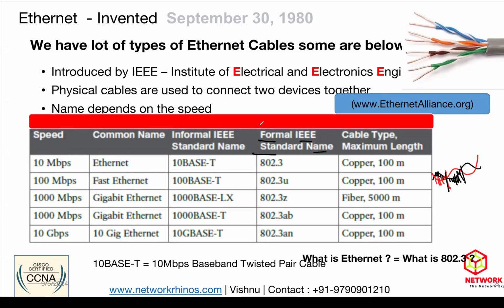Then we got the formal IEEE standard name. When I say formal IEEE standard name, these are nothing but the device model numbers. Like the pen I'm holding, even this will have a model number, right? So Ethernet cables also have model numbers. An Ethernet cable with a speed of 10 Mbps is called 802.3. Here it is. 3U, Z, AN: U means 100 Mbps, Z means 1000 Mbps, AN means 10 Gbps.